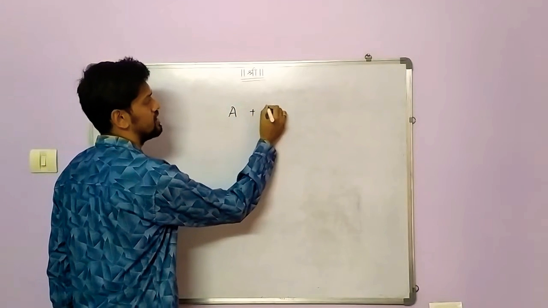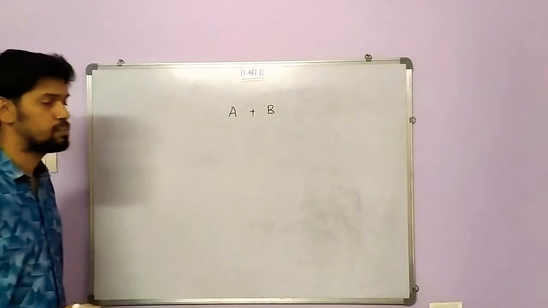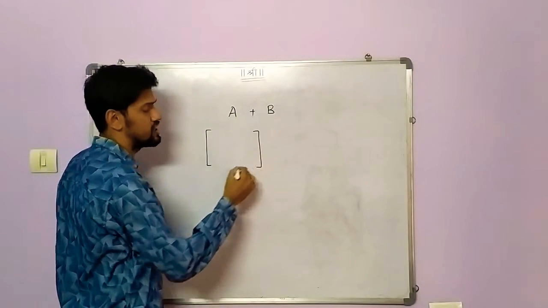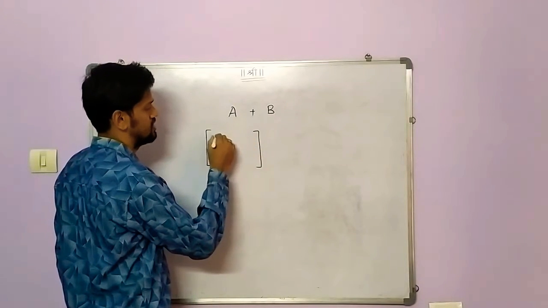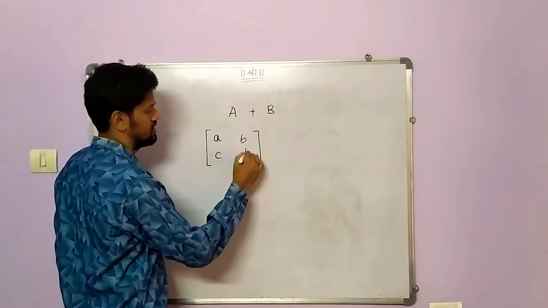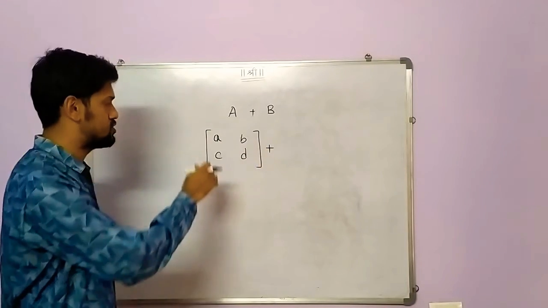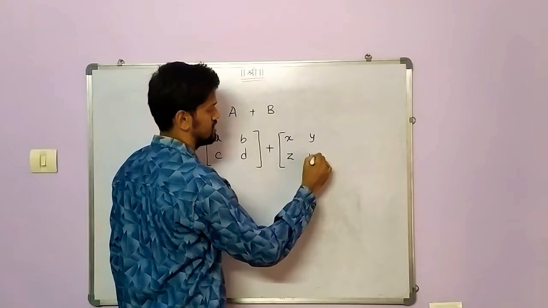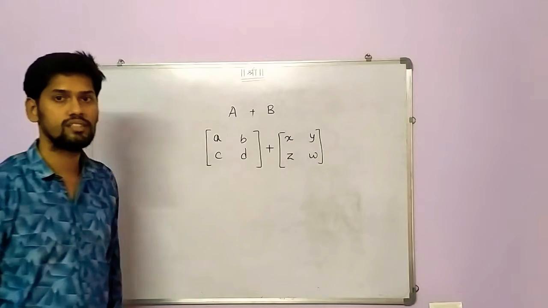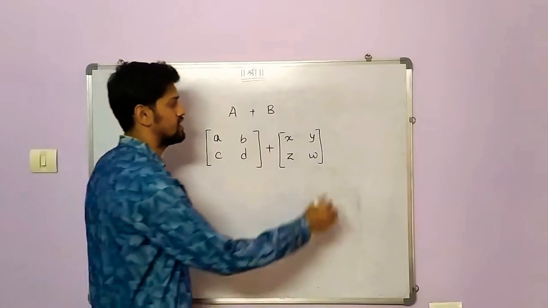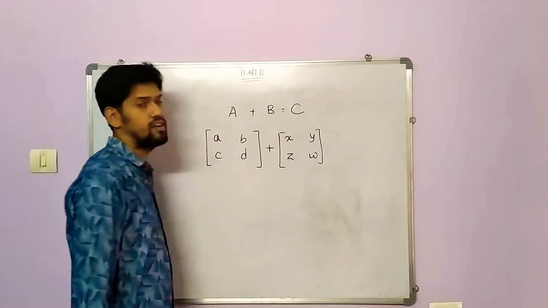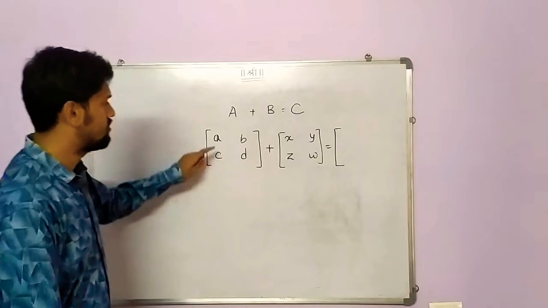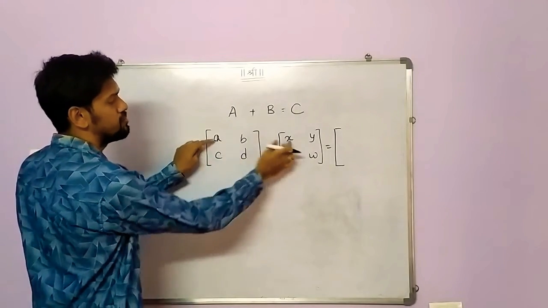So if I want to add matrix A plus B, both should have the same order. For convenience, let us take a 2 by 2 matrix. If I want to add this to matrix B, then matrix B should also have the same order, that is 2 by 2. When we add these two matrices and get a third matrix, the procedure is to add the corresponding elements of both the matrices.